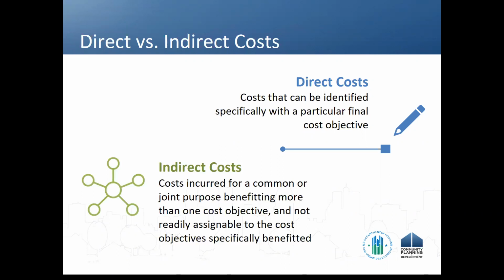Indirect costs, on the other hand, are costs incurred for a common or joint purpose, benefiting more than one cost objective, and are not readily assignable to the cost objectives specifically benefited. So this means that a particular action or outcome is split between more than one funding source. So like your ESG-CV funding source and maybe your regular ESG program or CDBG, things like that. And again, remember, every cost must be treated as either direct or indirect and never both.